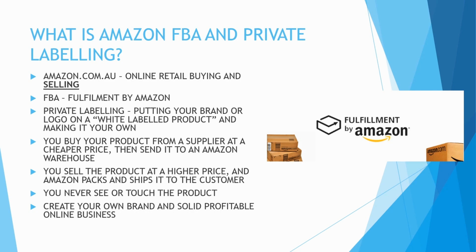Just like with anything, as you put more effort and more time into it, it gets easier as you do it. So as well, you never touch and see the product. That's the biggest thing. Unless you're getting a sample of your product, which we'll talk about later on as well, you don't see it. You're just dealing online with your supplier. They send it to the Amazon warehouse. You never touch or see your product at all, which is the best part. You don't have to hold any inventory. And then another good part about this, especially when it comes to Amazon Australia, is you create your own brand and a solid, profitable online business.